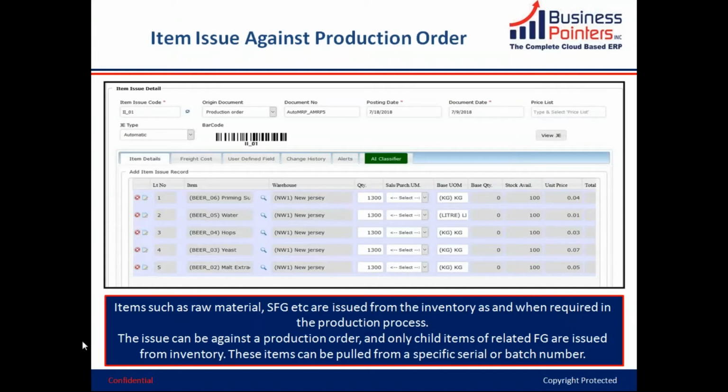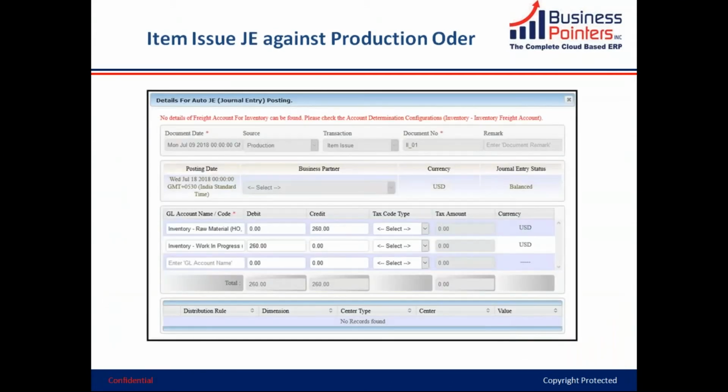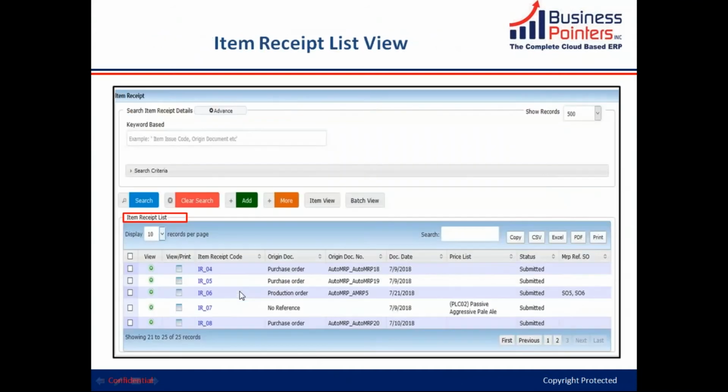So if you see over here, items such as raw material, SFG, etc. are issued from the inventory as and when required in the production process. The issue can be against the production order, and only child items of the related finished product are issued from the inventory. These items can be pulled from a specific serial or batch number. So, as I said, you can manage your inventory batch wise or serial wise. So once you have issued the items, journal entries against the production order get created automatically over here.